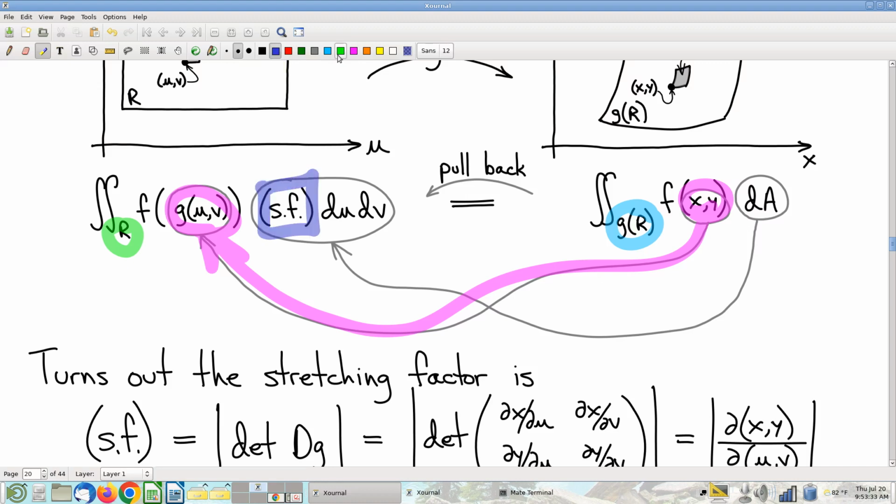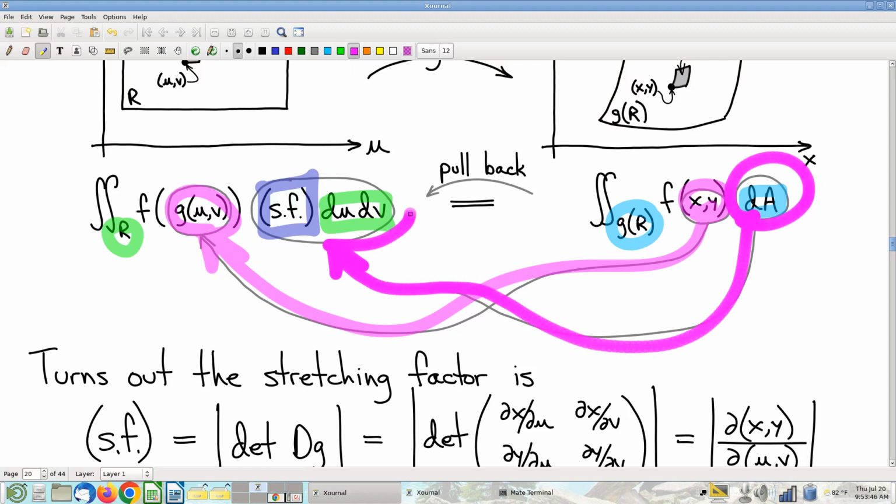Don't forget that the little piece of area on the left is not the same as the little piece of area on the right, and that you have to, as part of the pullback, recognize by what factor area on the left is multiplied to get area on the right. In other words, don't forget to stick in there your stretching factor.